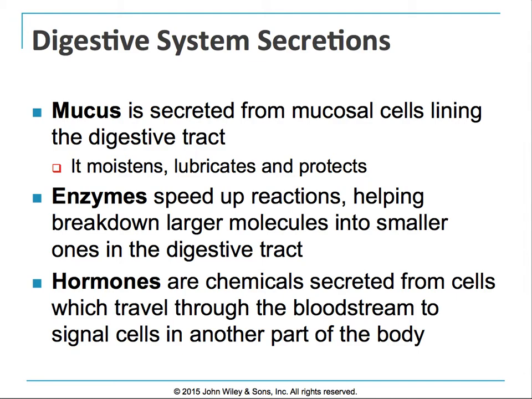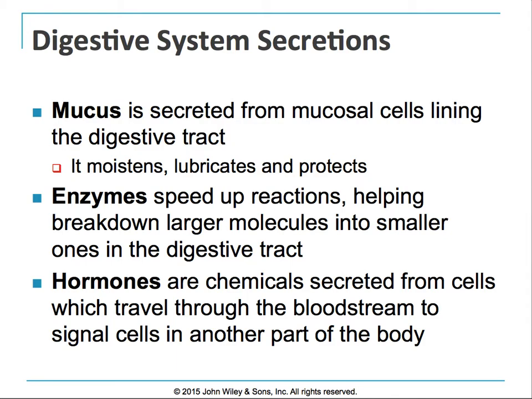And so by moistening, lubricating, and protecting your digestive system, they help food to move along easily and in a timely fashion, and also protect your digestive system from damage. So if for some reason your body was unable to regenerate those cells every 2 to 5 days, you can see that it would certainly impact the efficiency of your digestive system.